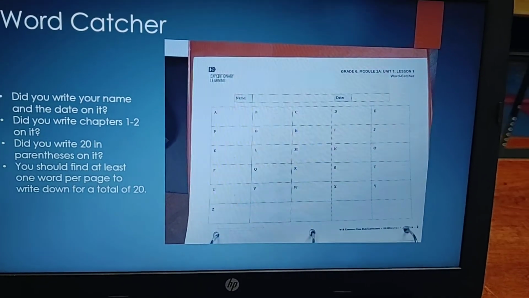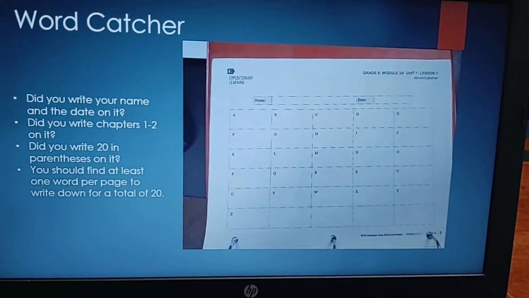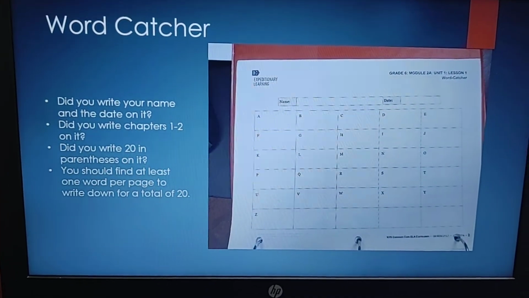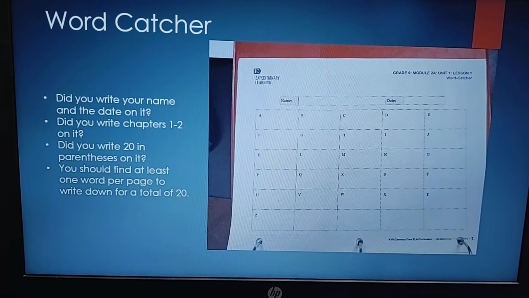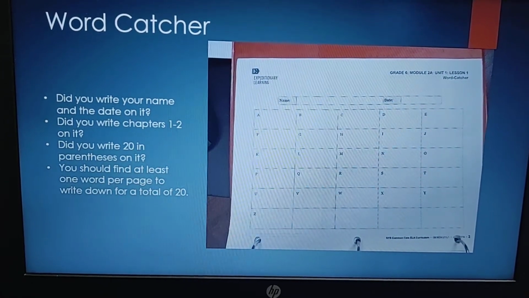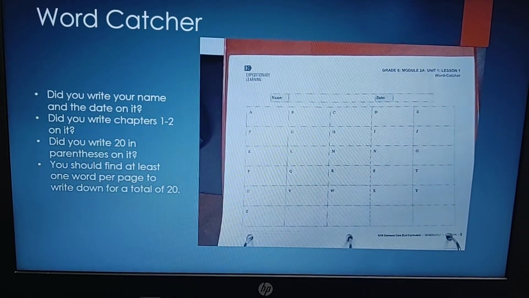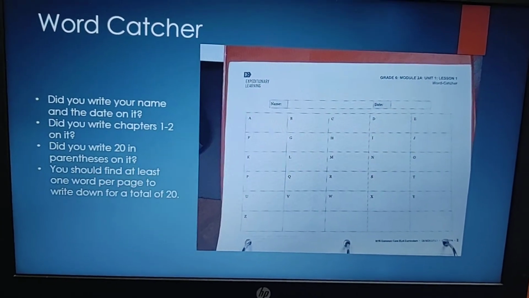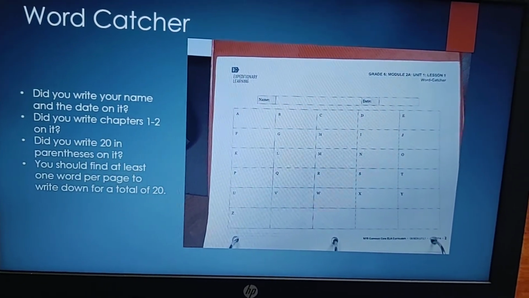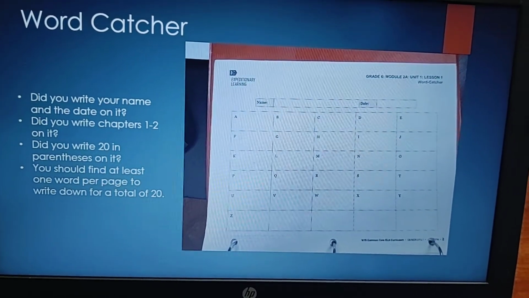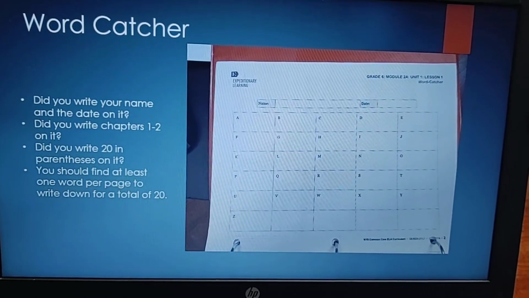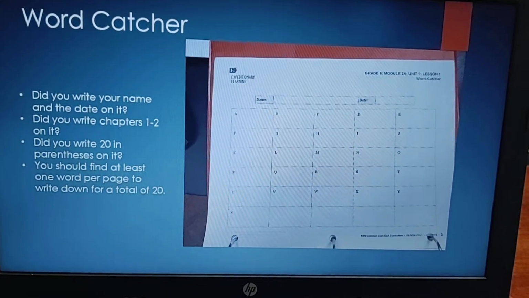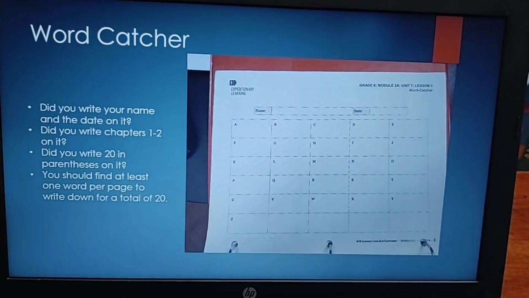So here's your word catcher. This is what it looks like, in case you were wondering, a little confused. Make sure you write your name and date on it. Up above your name, write chapters 1 and 2, and then right next to that, in parentheses, write the number 20. That means you will need to find at least one word per page to write down for a total of 20, since there are 20 pages in chapters 1 and 2.